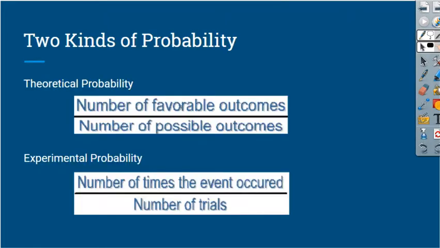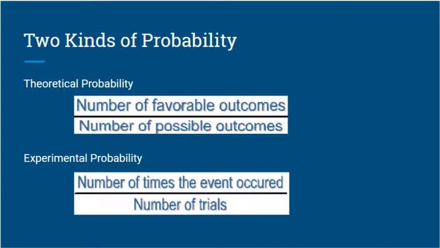All right, there are two kinds of probability that we're going to talk about: theoretical probability and experimental probability. So theoretical probability is just a mathematical calculation. So number of favorable outcomes over number of possible outcomes. So if I asked you for the probability of rolling a 2, well, there's one 2 on that die, and there are 6 different numbers, or 6 possibilities. So my probability of getting a 2 would be 1 out of 6.